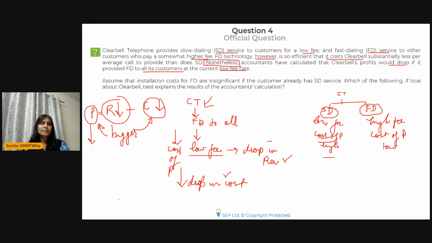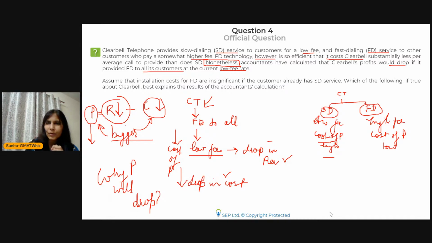All right. So we have to identify why profit will drop. Why can't it remain the same? The revenue drop is bigger than the cost drop. Let me know if this is clear to all of you. Please let me know if this is clear to all of you so that I can proceed with the rest of the explanation.